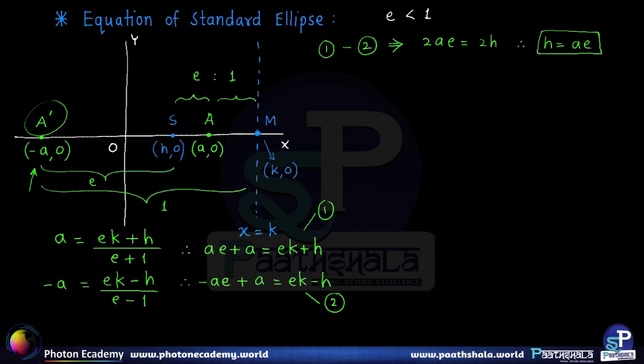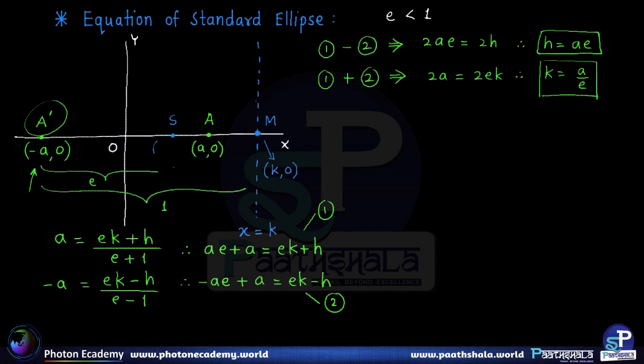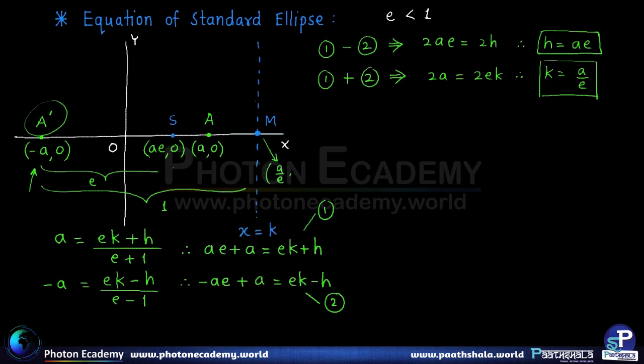Alright. Now we can also add the two equations so as to eliminate H and retain K, so that we will get the value of K. On adding we will get 2A is equal to 2 times EK. So clearly that gives us K is equal to A by E. Now let us show these values in the figure. I will write the actual coordinates of S and M. So S is nothing but AE comma 0 and M is nothing but A upon E comma 0.